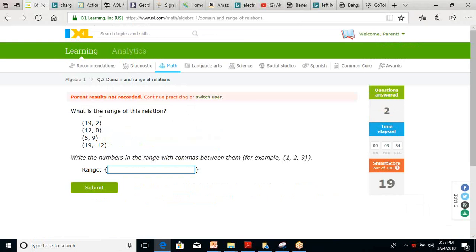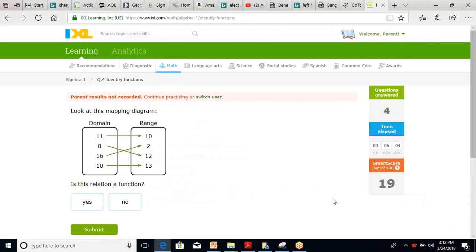All right, so what is the range? So the range is the first set of numbers and the domain is the second. I think it's important to know what a function is. It's a relation where each x value is paired with one y value. So let's look at this. So domain x, range y, 11, 10, good. 8, 12, good. 16, 2, good.